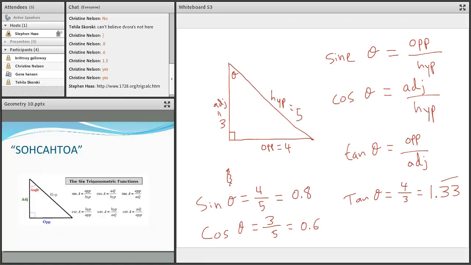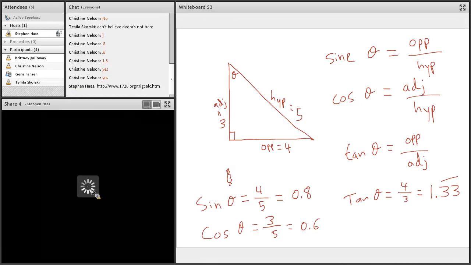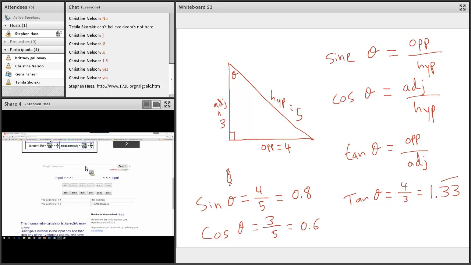Let me make this a little bit easier for everybody to see. Okay, so can everybody see it now? You should be able to see the same browser as we saw a little while ago. Okay, good. All right, very good.